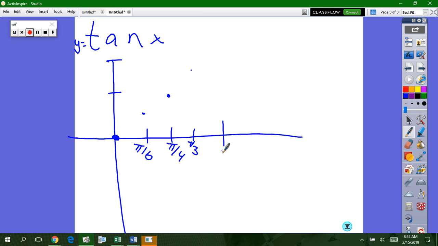And then at pi/2, what happens? It's undefined. Because it's (0, 1), so 1 divided by 0 is undefined, right? So that's an asymptote. Okay? So notice, guys, what's happening here is it's not a straight line. It's a curve going like that.